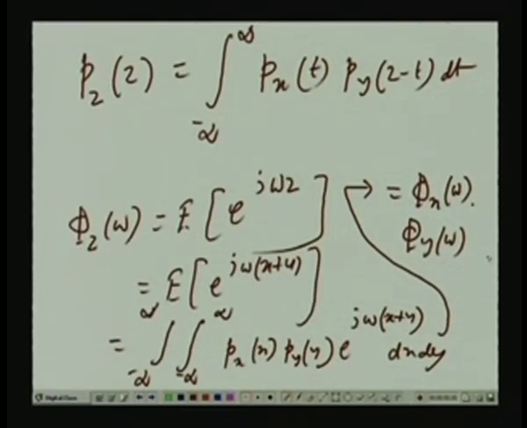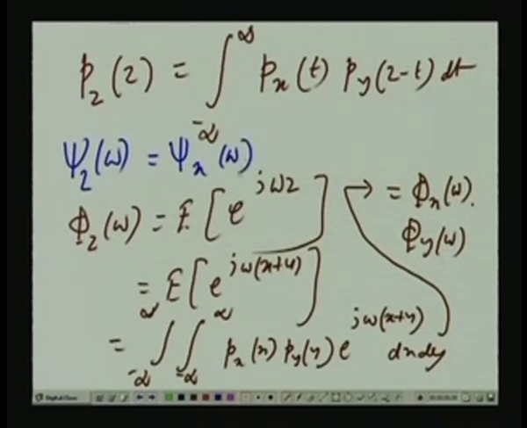So, if you consider the second joint characteristic function psi z omega, which is nothing but logarithm of these, then you know logarithm of a product is summation of the two logarithms. So, there becomes ln of phi x omega plus ln of phi y omega, and ln of phi x omega is psi x omega and ln of phi y omega is psi y omega.